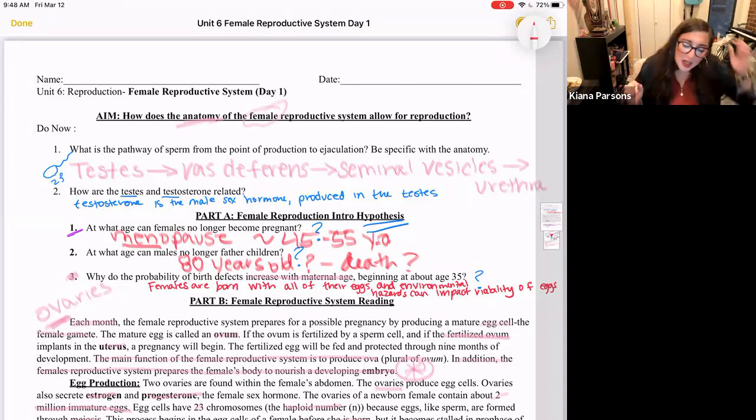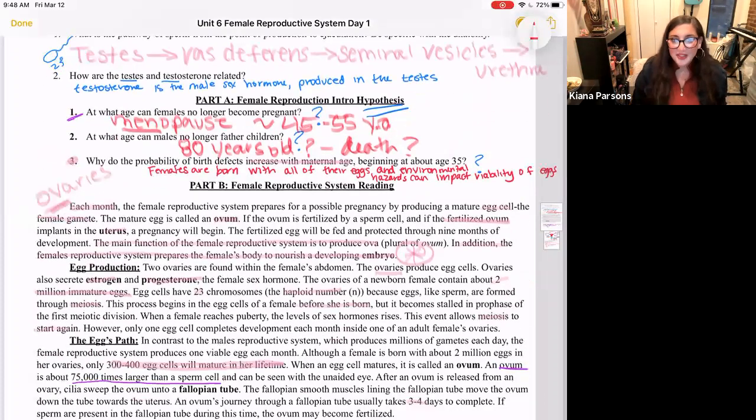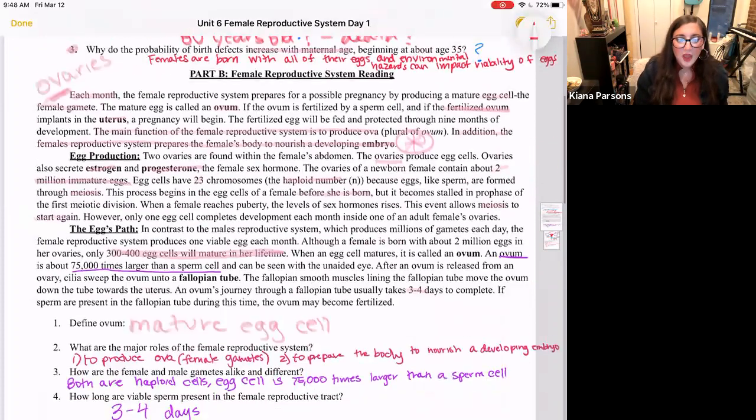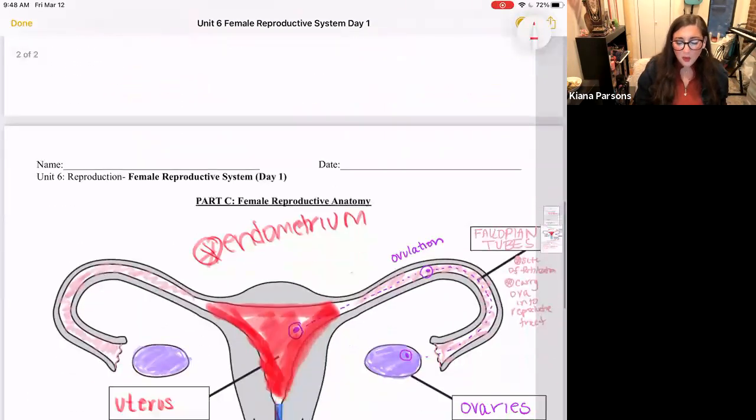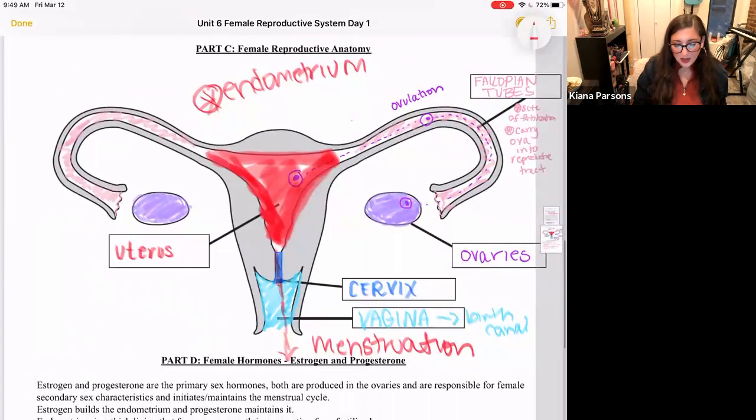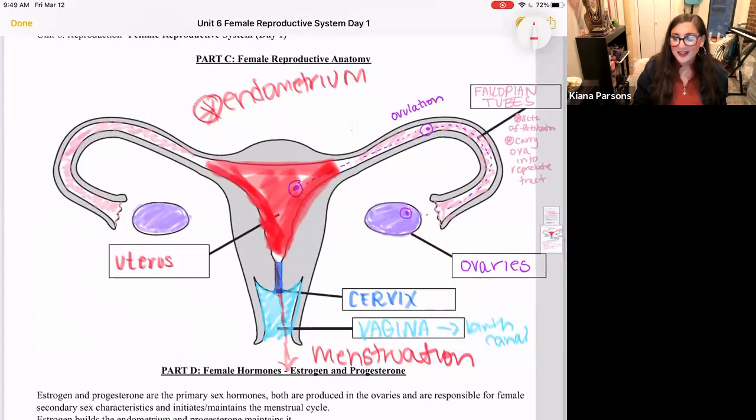So, all right, today we talked about how the anatomy of the female reproductive system allows for reproduction. We did a little review on the male reproductive system. You guys made some hypotheses about female reproduction. We read a bit about egg production and the egg's path. We learned about the female hormones, and we labeled this diagram of female reproductive anatomy.